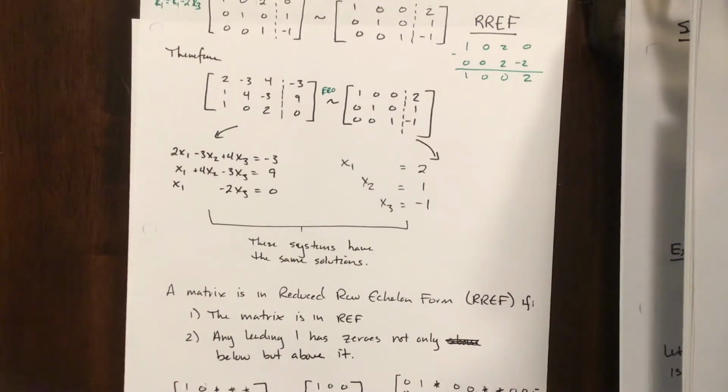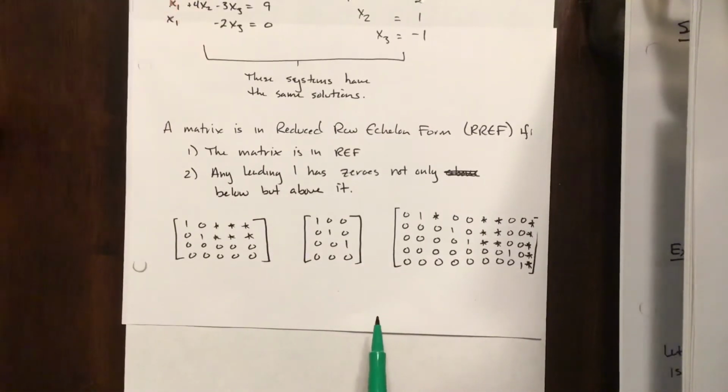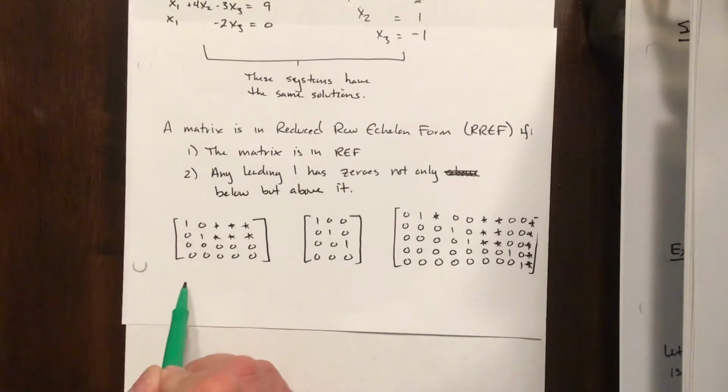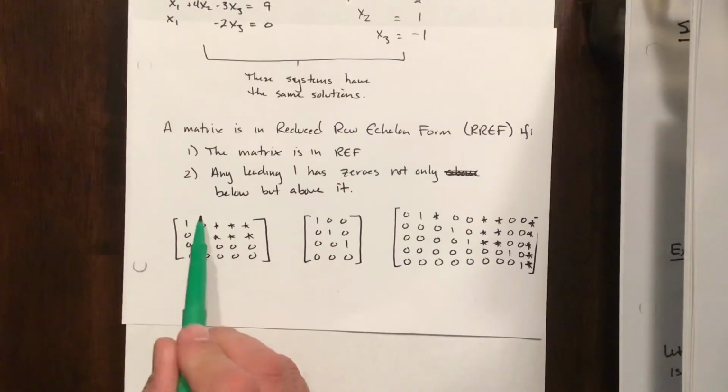So how about a definition for reduced row echelon form? Okay, so a matrix is in reduced row echelon form if the matrix is in row echelon form. So it's got to be in row echelon form first. And any leading one has zeros not only below it, but above it. Row echelon form looks for zeros below the leading entry. Reduced row requires zeros below and above.